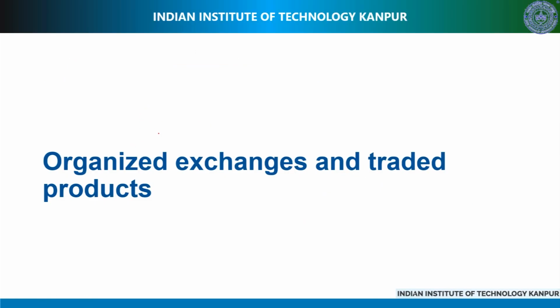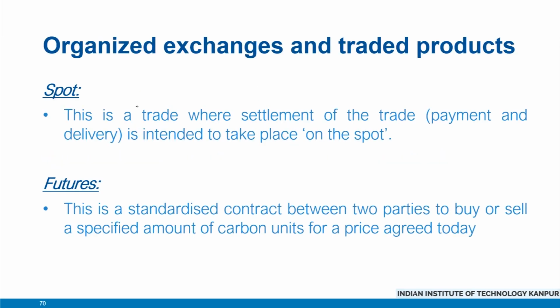In this video, we'll discuss some of the important traded products or securities of the EU ETS, or European Union Emission Trading System, and various other schemes, on organized exchanges such as EEX and ECX. To begin with, spot. Spot is a trade where the settlement of the trade, that is payment and delivery, is intended to take place on the spot, that is right now. Generally speaking, the spot date should be within 2 business days after the trade date, that is the date on which the sale is agreed.